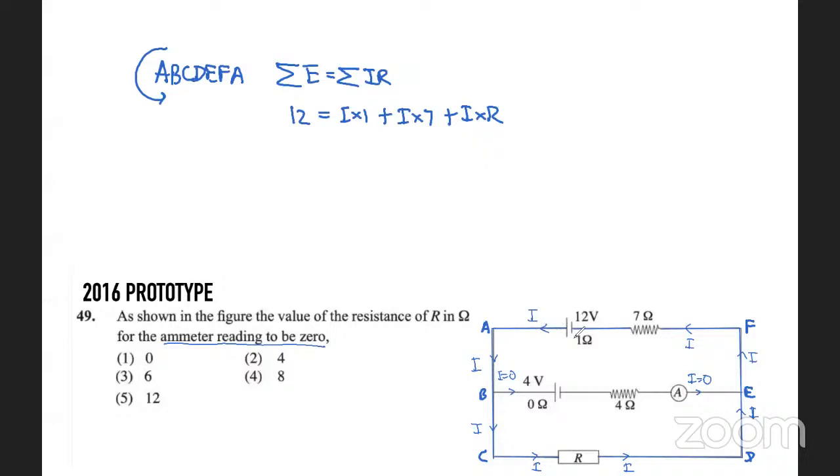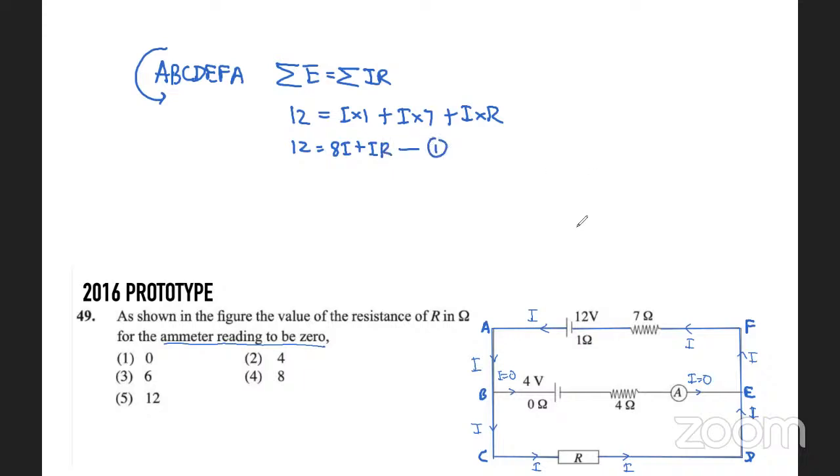So we have two unknowns, I and R. Then we need another equation to solve this. No problem, we will be able to solve it. If I write the equation like this, I'm getting 12 equals I plus 7I, 8I, plus IR. I have one equation now.